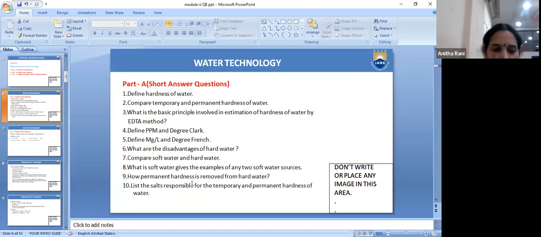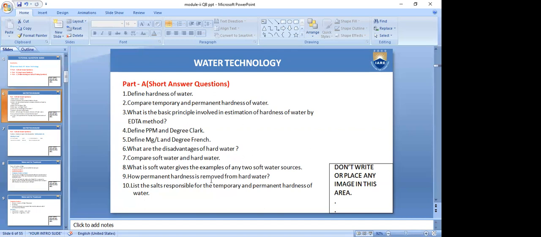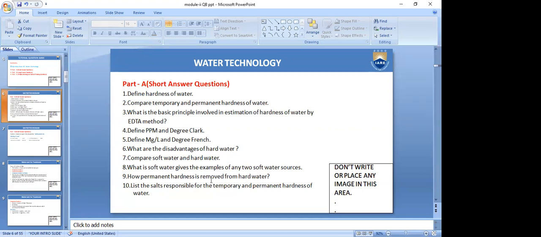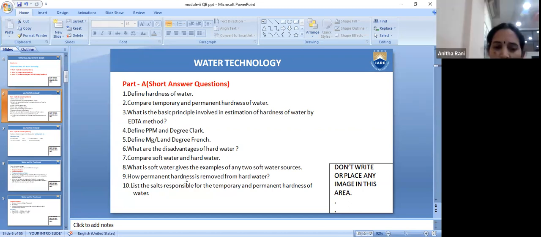No impurities. Okay. Now, how is permanent hardness removed? Students, how is permanent hardness removed from hard water? Tell me. By the lime soda process. Ion exchange process. Okay. So right, we can remove permanent hardness from hard water by ion exchange process.